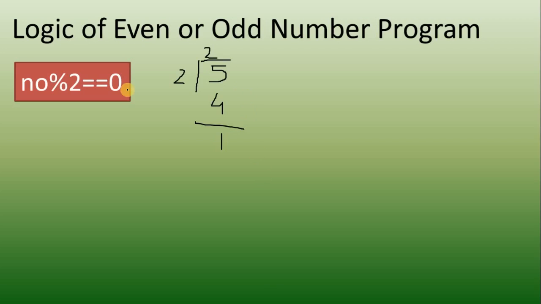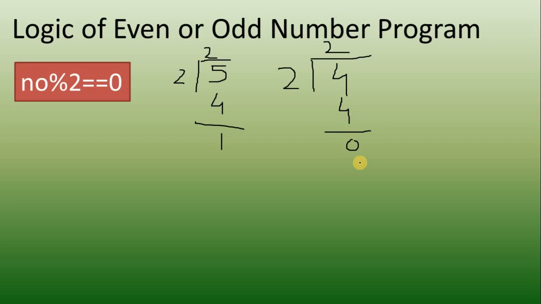Whenever it is 0, we show it is an even number, and if it is not 0 it is odd. So if you divide the number 5 by 2, we get remainder 1. It means it is not 0, so we will show it is odd. Suppose you take the number 4. In every case we divide by 2, that's why we write modulus 2. Here 2 2s are 4, so our remainder will be 0.